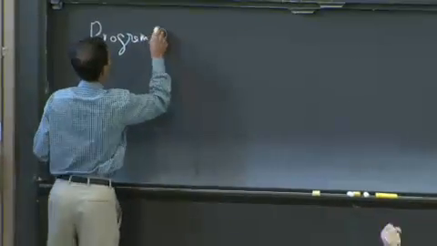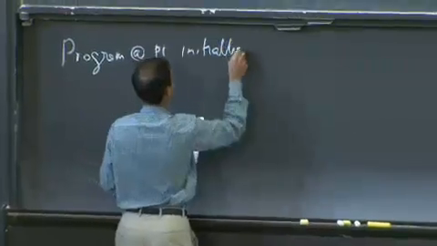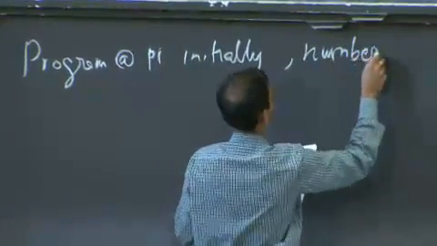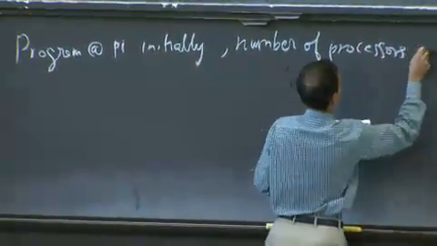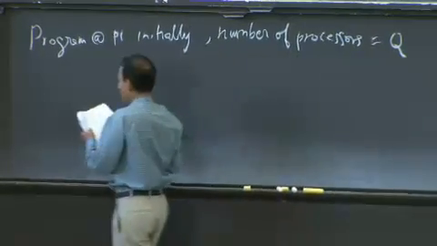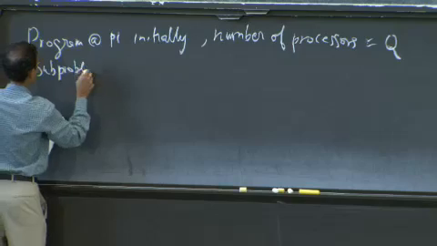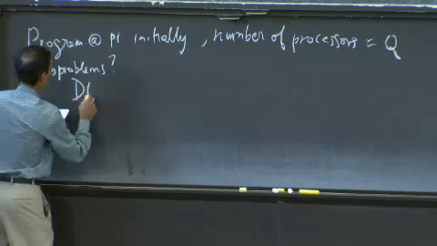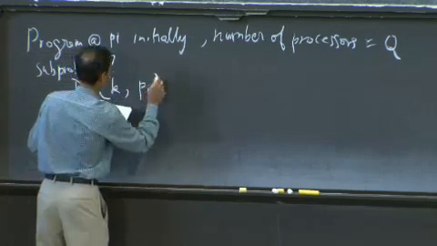So program at P1, which is the processor initially. Okay, I'm just going to set up this DP problem. Let's assume that the number of processors equals Q. Now, what are the subproblems? You could do this many different ways. Let's go ahead and use prefixes.